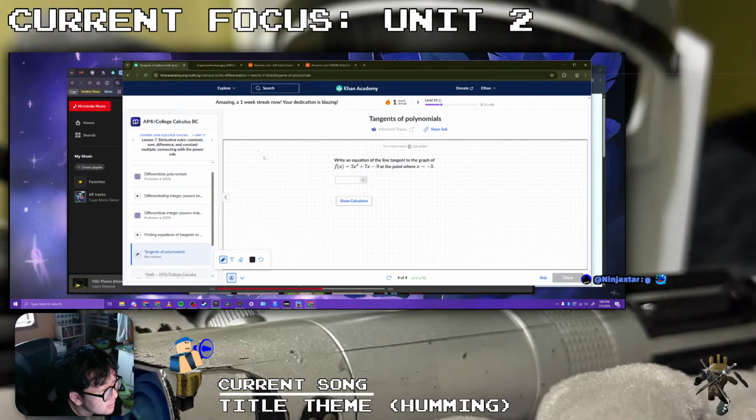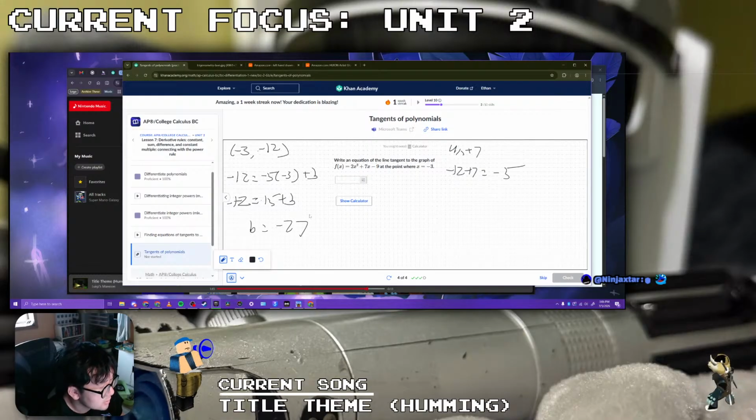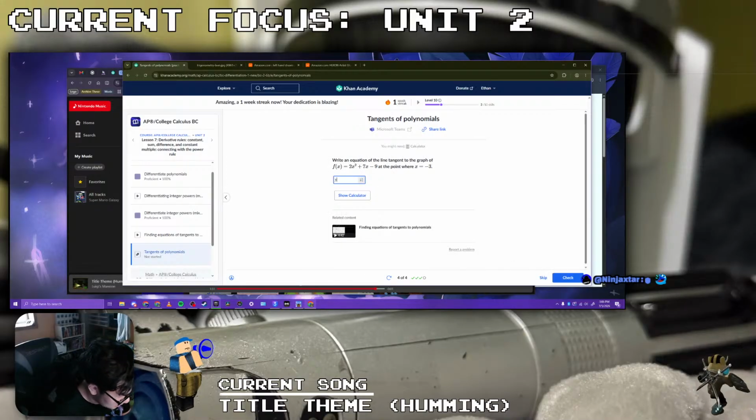Okay, there you go. So our point is -3, 18. Then -3, -12. The slope is 4x plus 7: -12 plus 7 equals -5. So -12 equals -5 times -3 plus b. -12 equals 15 plus b, so b equals -27. So y equals -5x minus 27.